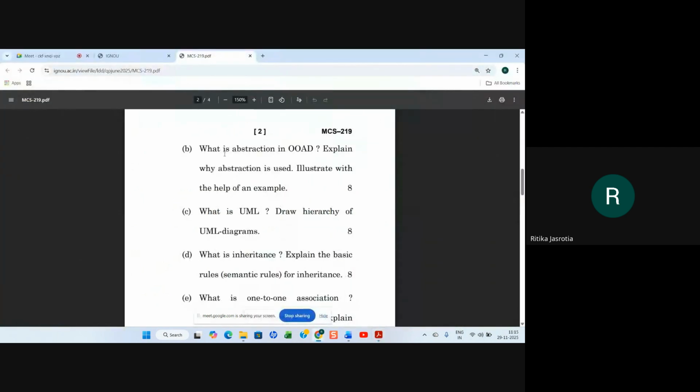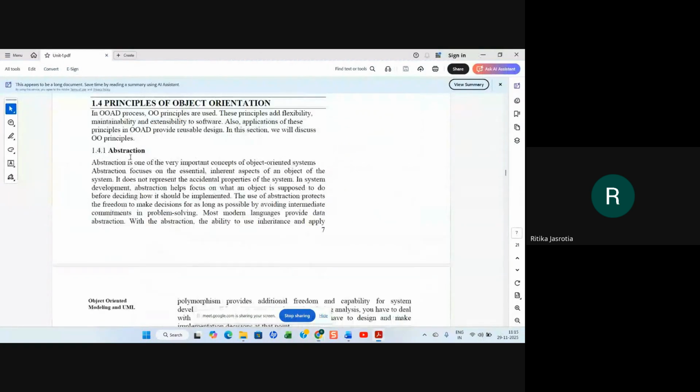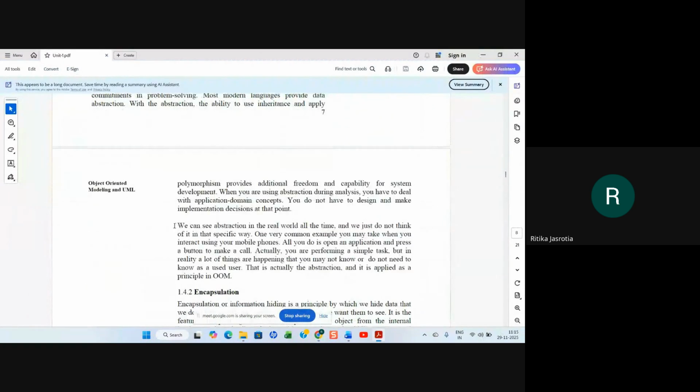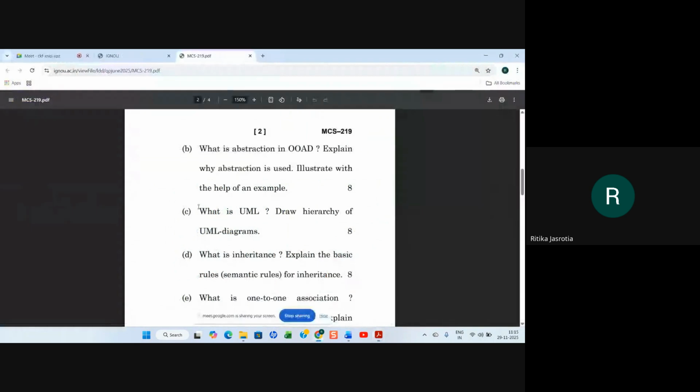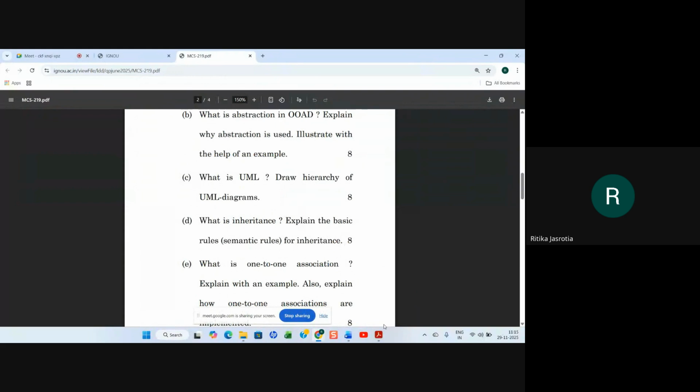So this will answer your question what is abstraction and explain why abstraction is used. So this is given here, what is abstraction and why it is used, and the example is also given. So you can go through that. Then they are asking you the next question, what is UML? Draw hierarchy UML diagram. So UML is Unified Modeling Language, which is used for drawing diagrams.